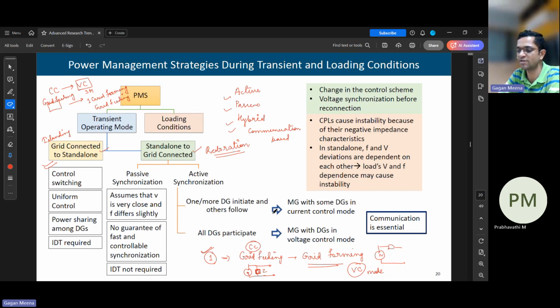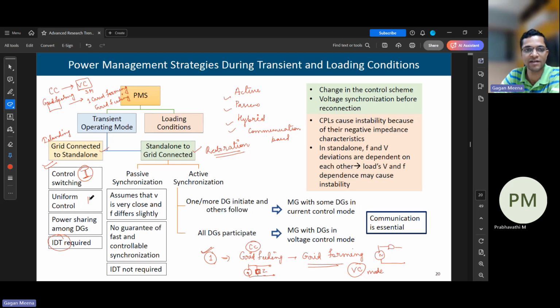And for that switching, the microgrid controller needs to know that the control switching is required, and for that islanding detection is very important. That's why here we need to detect the islanding event. This is one strategy, I would say this first.